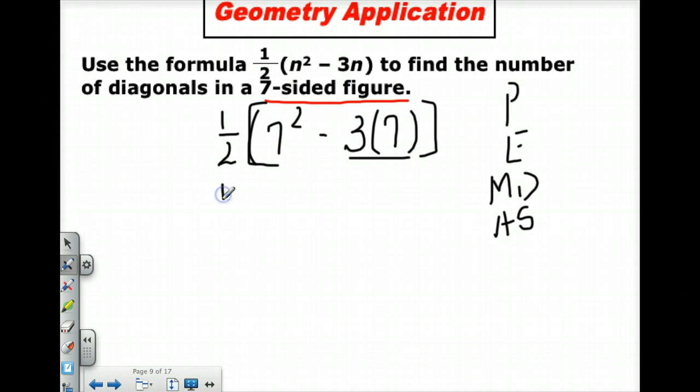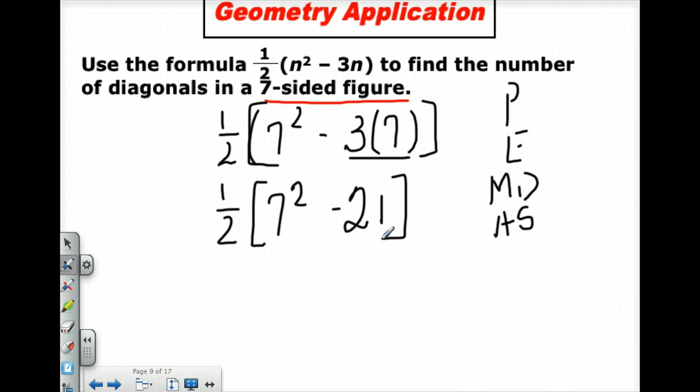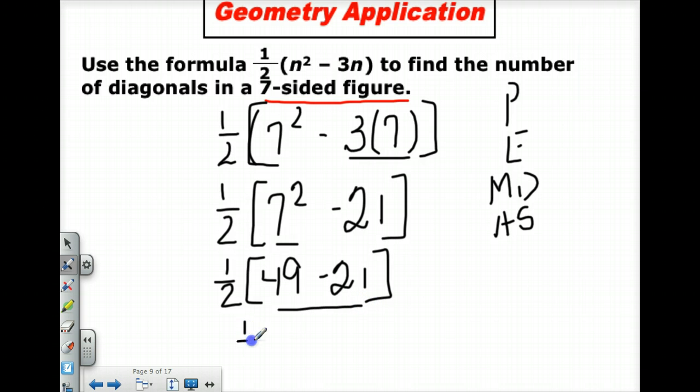3 times 7 is 21. Then we'll do our 7 squared, which is 49, minus 21, which would make 28, and half of 28, bracket, is 14 diagonals.